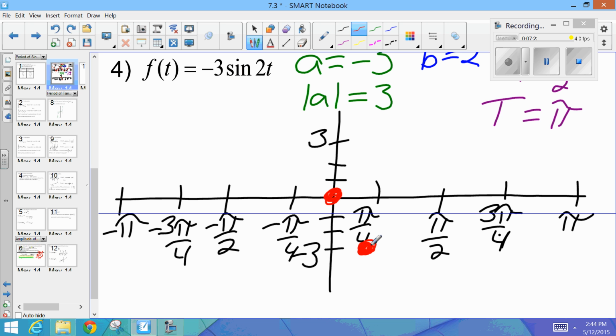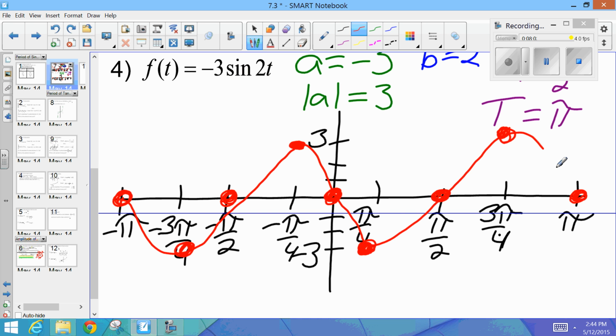Okay? So that maximum that used to be at pi over 2 becomes a minimum because of the reflection across the axis of symmetry. And because the period has changed, it's now happening at pi over 4. We've got a 0 at the next marker, a maximum at the next marker, a 0 at the next marker. On the other side of the y-axis, I've got a maximum at -pi over 4, a 0 at -pi over 2, a minimum at -3 pi over 4, and then a 0 at -pi. Connect the dots. Okay, that's it.